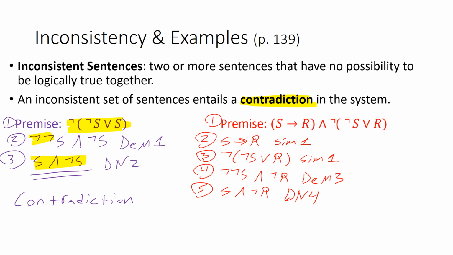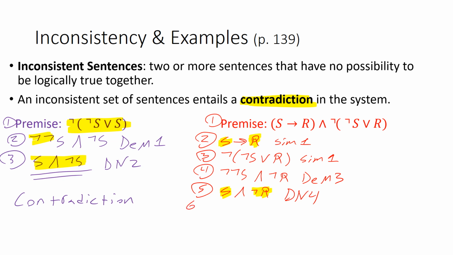And if you notice, we have this S here, and S appears here in this conditional, so we could eventually get R by modus ponens, and then we would have R contradicting this not R. So we would then get a contradiction.